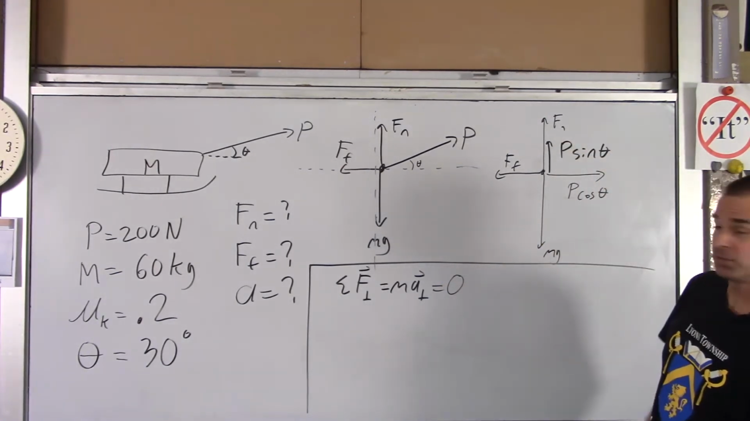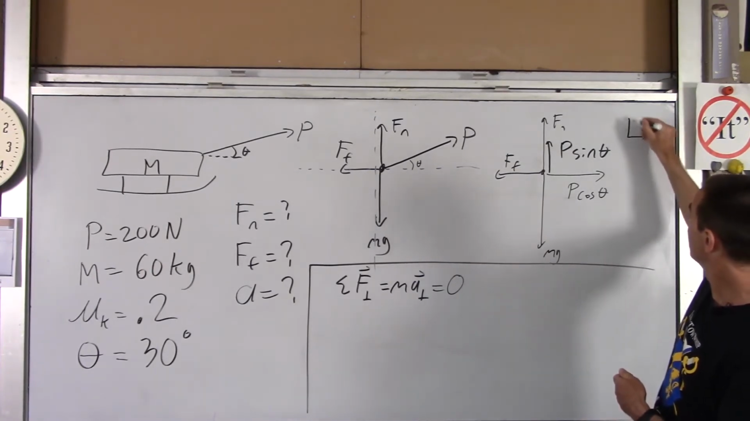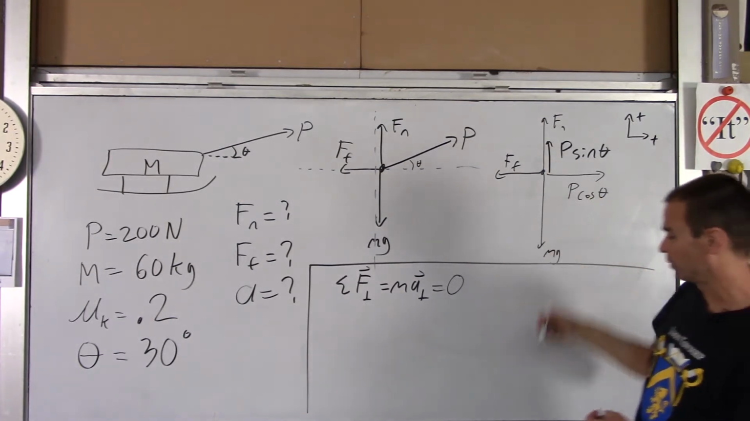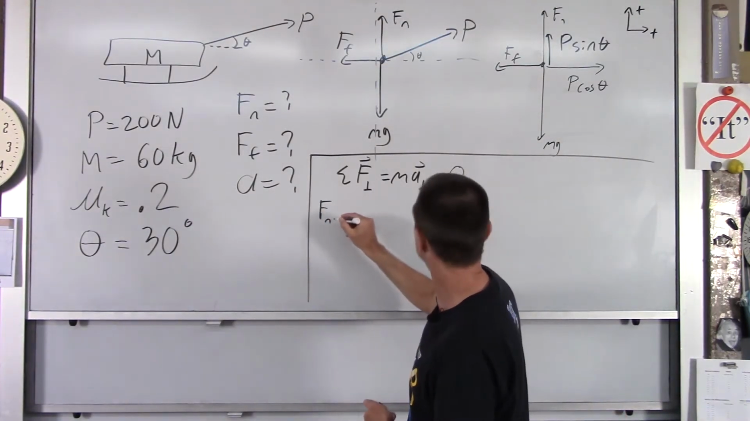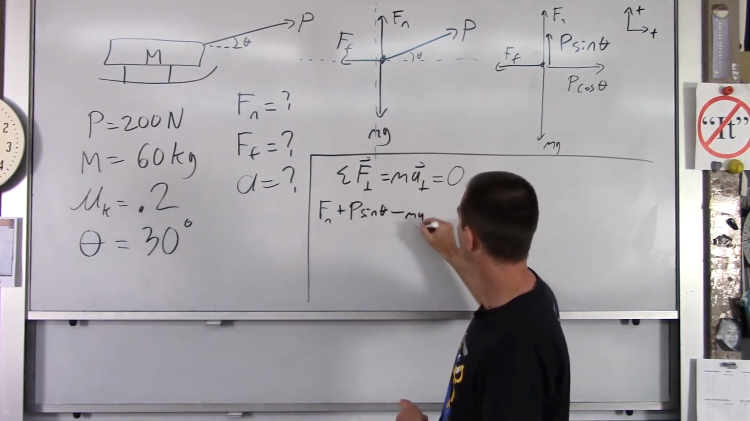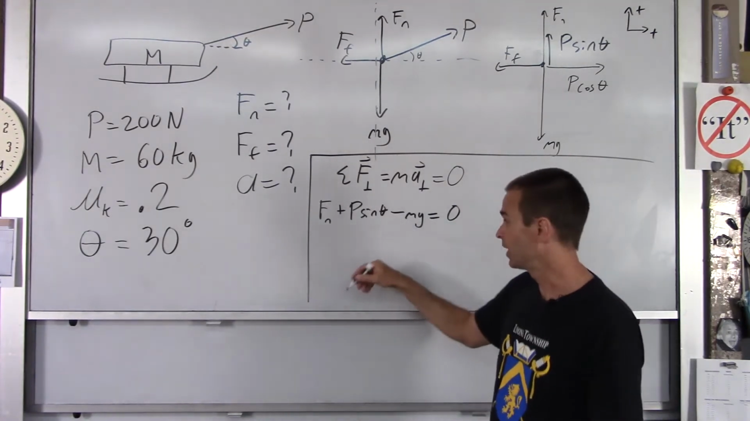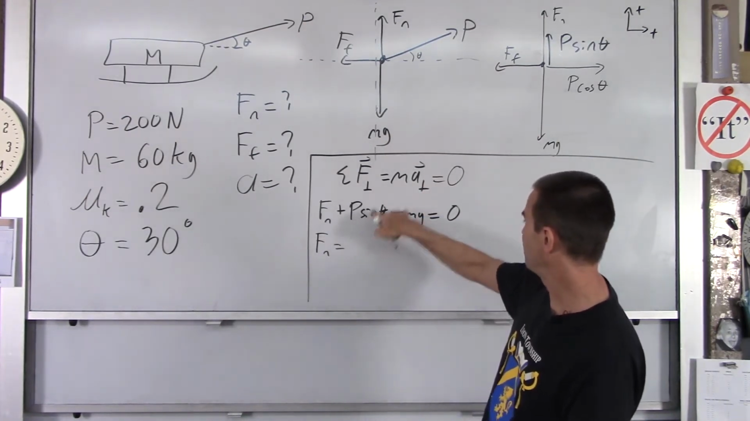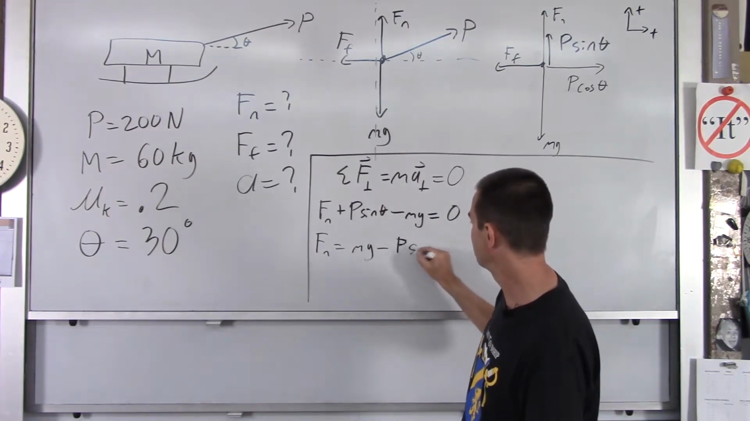Well, how many vertical forces do we have in this diagram? We've got 3. I will use a coordinate system: up and right are positive. So I have 2 up forces and 1 down force, so I'll put them in here. We've got F normal plus P sine theta minus mg equals 0. I've got all the numbers but Fn. So Fn equals, now I'll rewrite this, I'll put these over here and reverse their signs, so it becomes mg minus P sine theta.